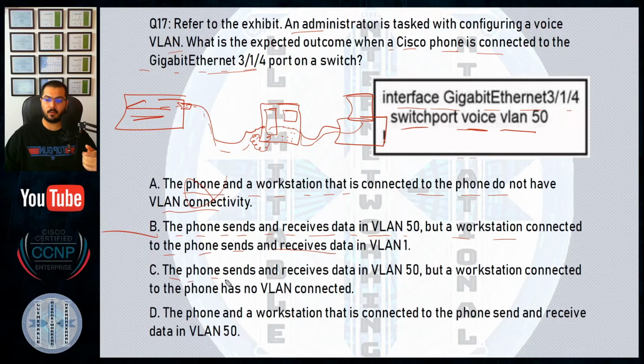Yes, the phone sends and receives in VLAN 50, but the workstation has no VLAN. It has no VLAN assigned, but there is a default VLAN. Thanks to Cisco. The phone and the workstation connect. Both of them will use VLAN 50. No, because the voice VLAN is 50, not the data VLAN. So that will be B.